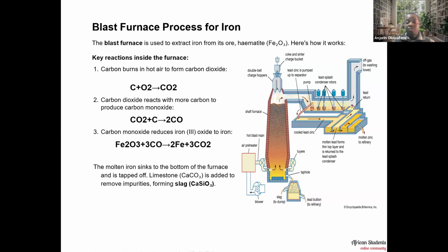Limestone is added to remove impurities, and this forms slag, which is calcium silicate, so to speak. So that is what happens basically in the furnace. The process is the backbone of steel production globally. Without this process, we cannot have steel, which is very important for so many industrial processes in the world.